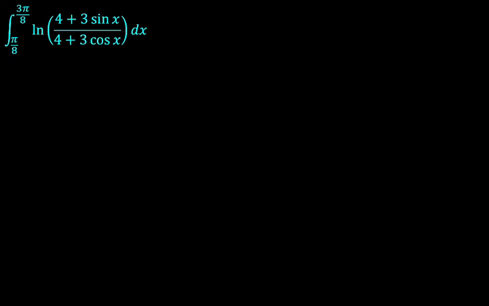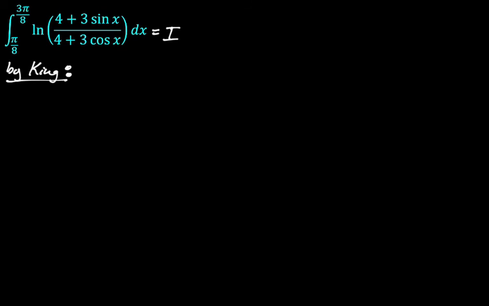King property is a plus b minus x, which means it's pi over 8 plus 3 pi over 8, and then minus x. Pi over 8 plus 3 pi over 8 is 4 pi over 8, which is pi over 2 minus x. So we're doing the king property. We're going to do it right, hopefully.